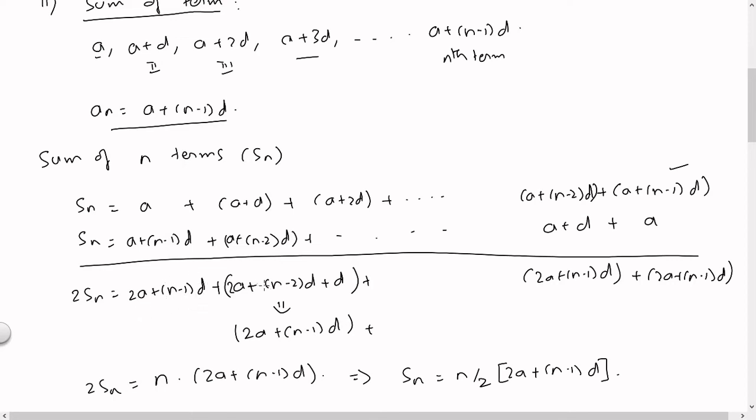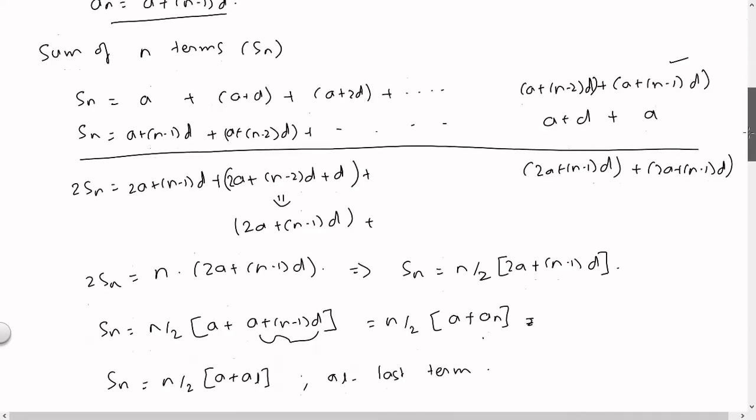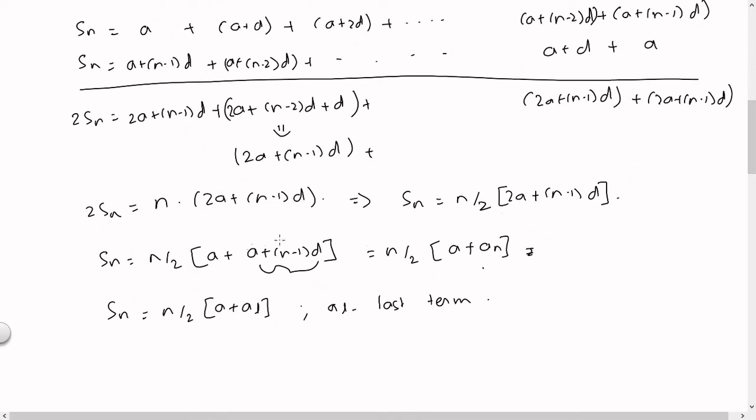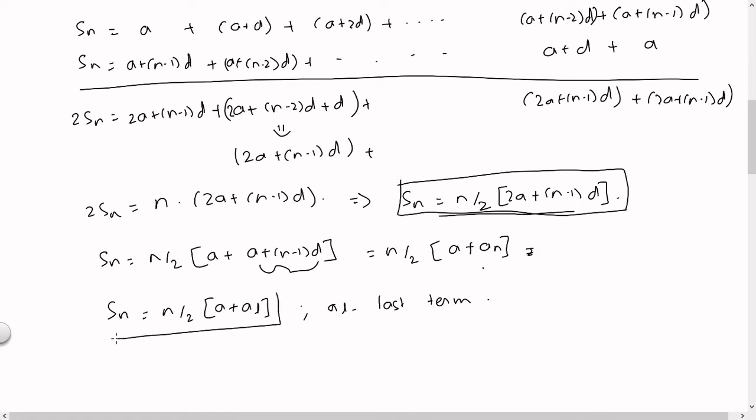So since there are n such terms, we will get this as n into 2a plus n minus 1 into d. So the formula for sum of n terms of an arithmetic progression comes out to be Sn is equal to n by 2 into 2a plus n minus 1 into d. This is an important formula. Then we are showing that is also equal to n by 2 into a plus al, where al is the last term in the summation.